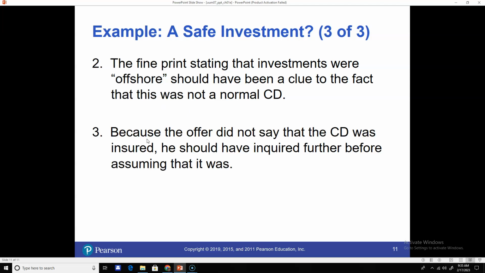They didn't say anything about insurance. They did claim it was safe, but they didn't say why. And again, yeah, so he should have inquired further. He should have dug more into what the details were. And yeah, when you're investing money, it's always a good idea to be suspicious and do your due diligence.